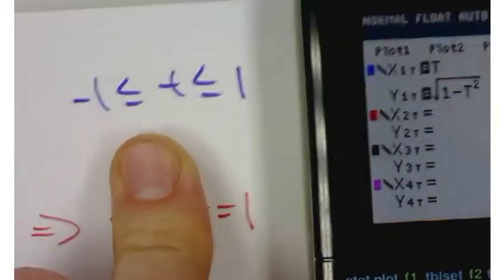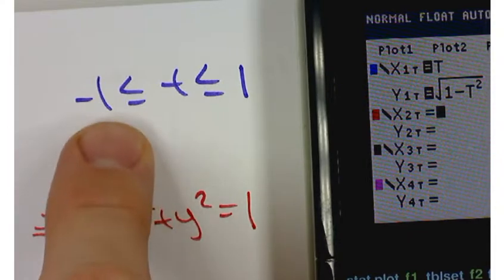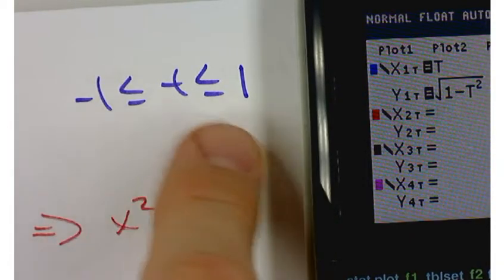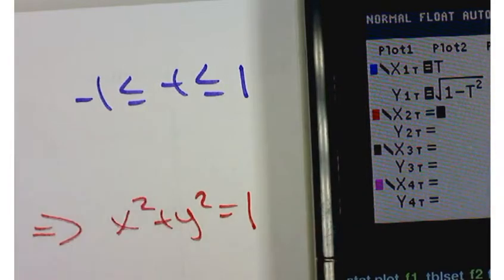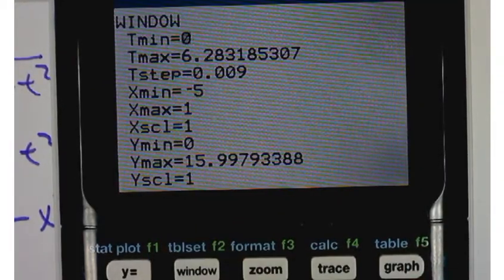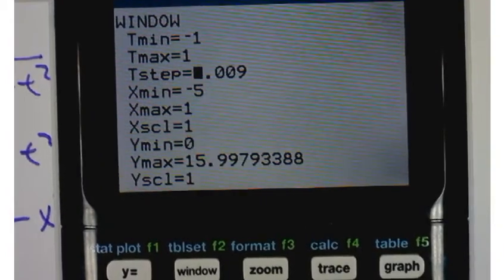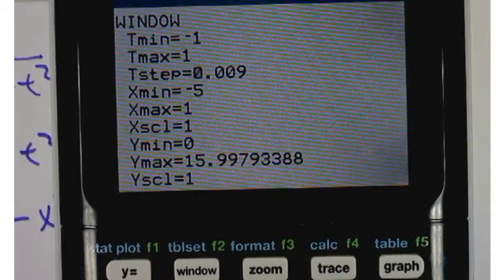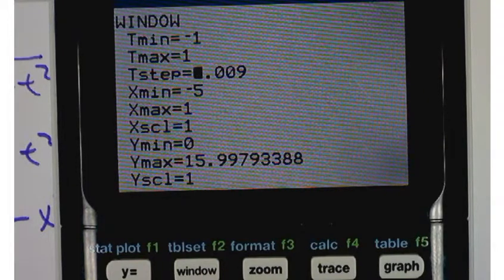Let's see what else. Let's set it up so that it graphs between negative 1 and 1 for T. So that's a window setting. So hit your window setting and go from negative 1 to 1 for T. But unfortunately, I don't know where to set up my window. Well, I guess I kind of do, right? Because this is going to be the unit circle. So I really should set it up to view from negative 1 to 1, negative 1 to 1 on the y-axis as well as the x-axis.